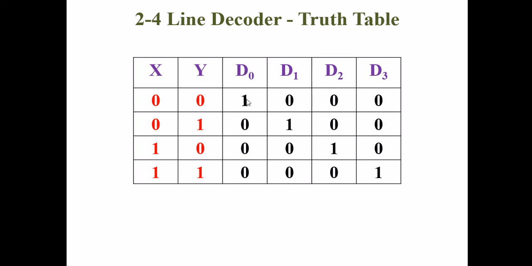For the 0 0 combination, D naught output will be high and the other 3 outputs will be low, and for the 0 1 combination, D1 will be high and the remaining 3, D naught, D2 and D3, are low. For 1 0, D2 will be high, D naught, D1 and D3 will be low, and for the 1 1 input combination, D3 will be high and D naught, D1 and D2 will be 0 or low.